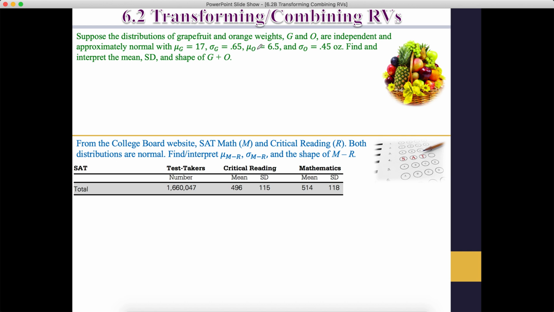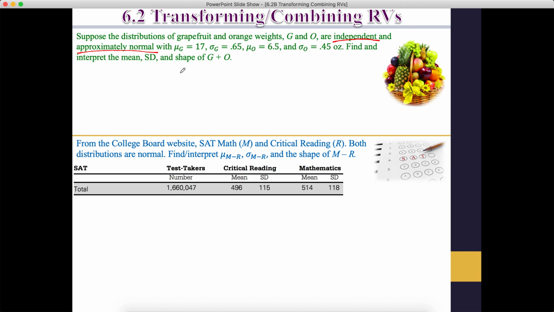Suppose the distributions of grapefruits and oranges weights, which I'll call G and O, are independent and approximately normal. This allows us to do stuff. Here are their given means and standard deviations. Note the subscript to see which applies to which distribution.